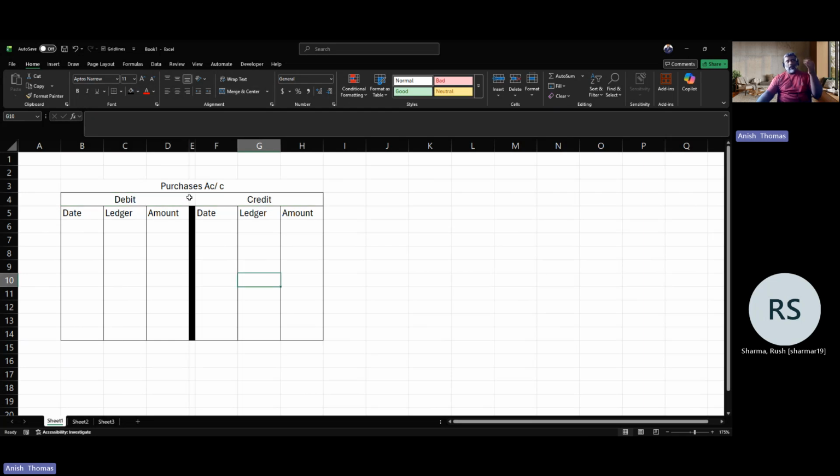And this is what is taught in colleges when we are learning accounting. That's the T shape of accounting. In the T shape of accounting, you have a debit transaction here and a credit transaction there. We'll come back to this a little later after we see what a journal is.